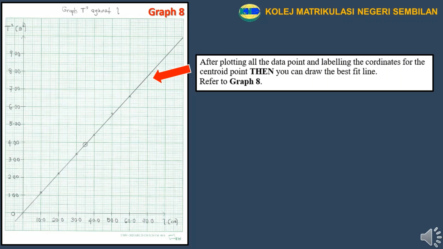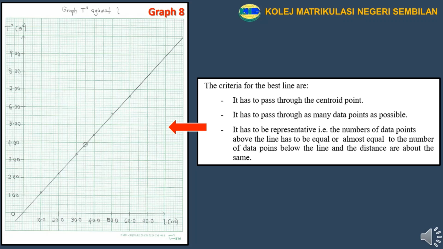Refer to graph 8. The criteria for the best line are: it has to pass through the centroid point. It has to pass through as many data points as possible. It has to be representative, i.e., the number of data points above the line has to be equal or almost equal to the number of data points below the line, and the distances are about the same.